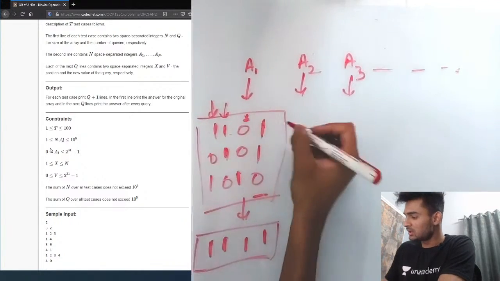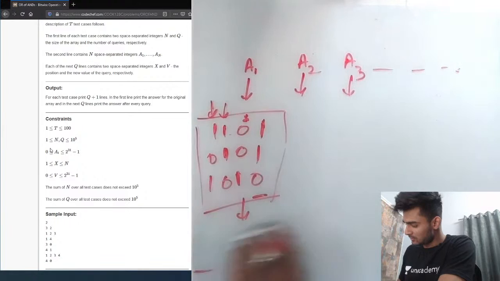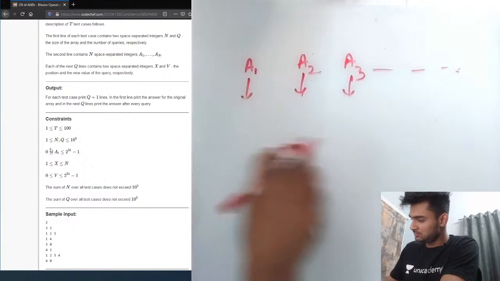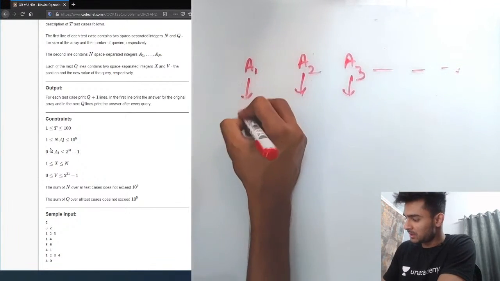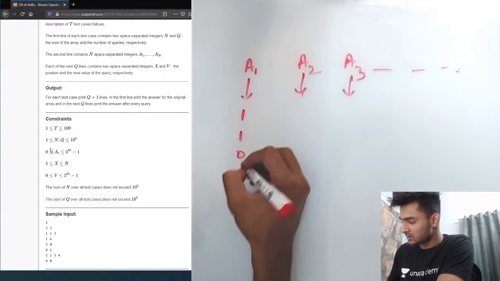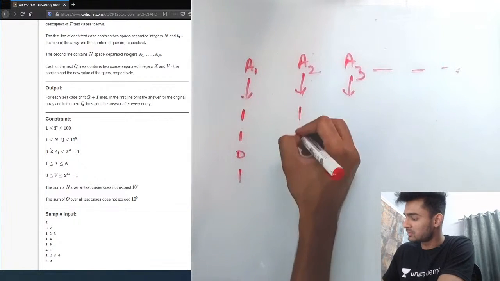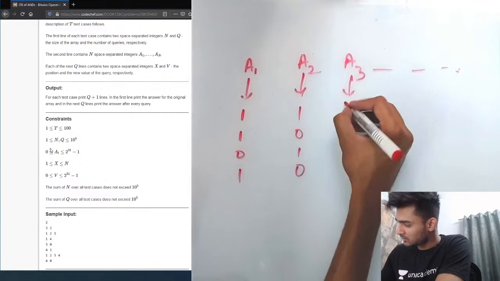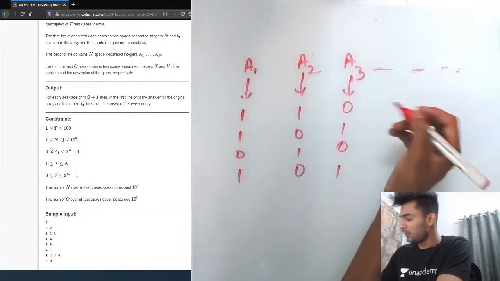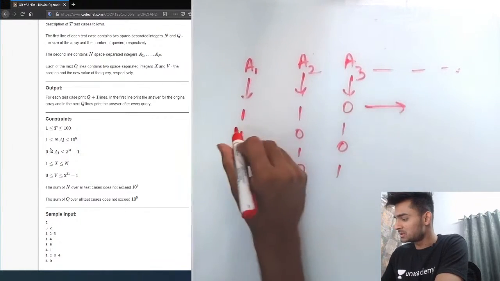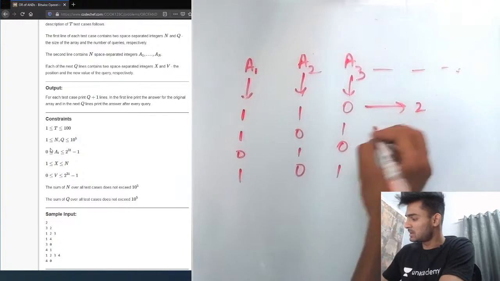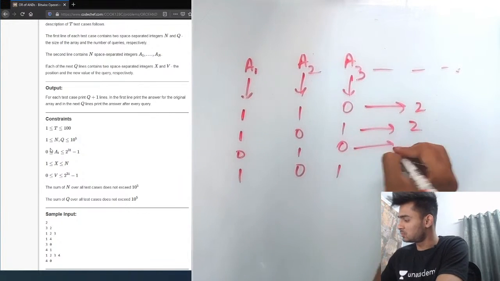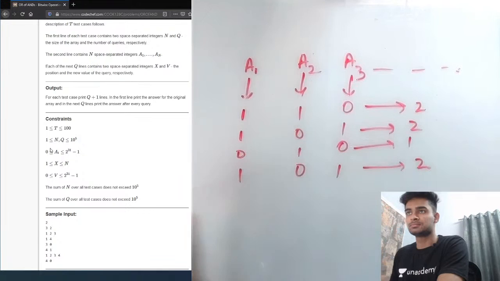So what we can do is just write the bit manipulation of all these numbers. So this was 1101, this was 1010, and this was 0101. What we can do is find the summation at every index. So this becomes 2, this becomes 2, this becomes 1, and this becomes 2.